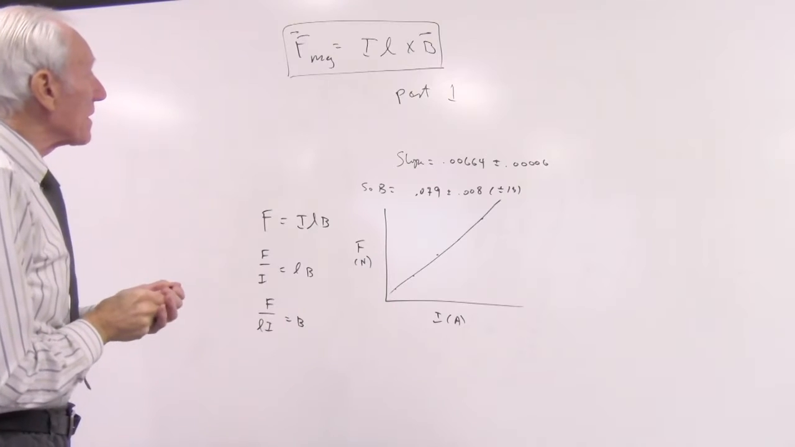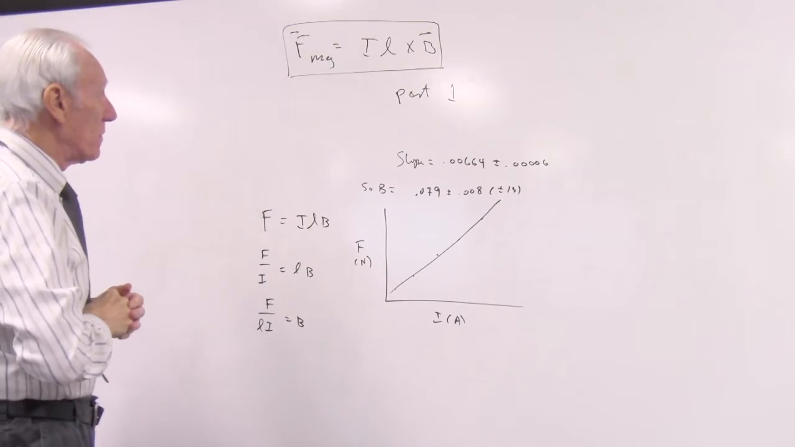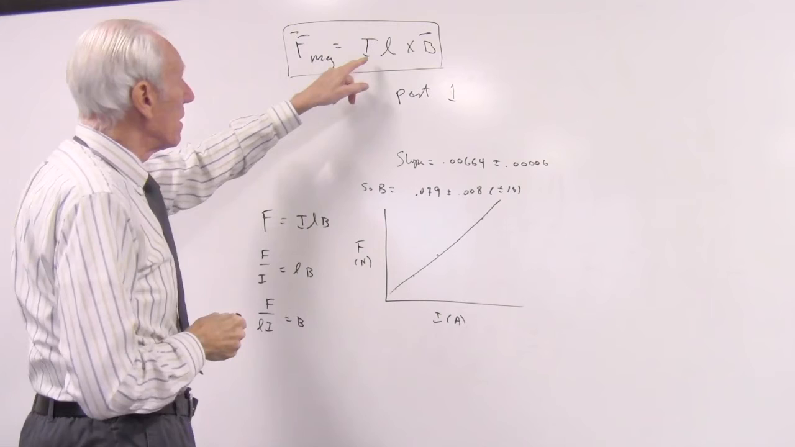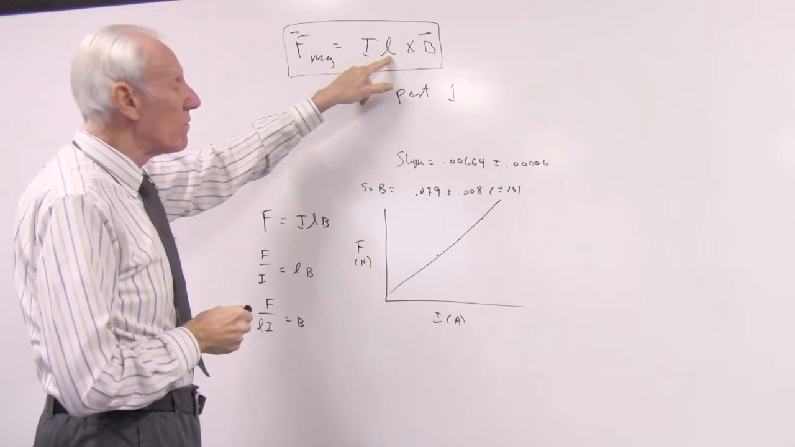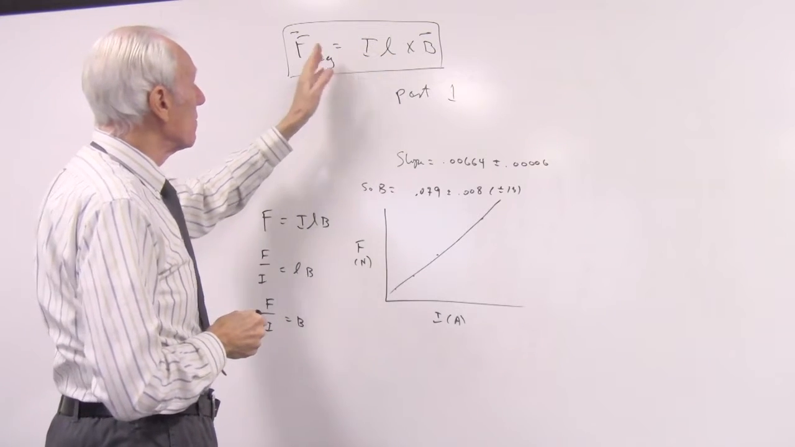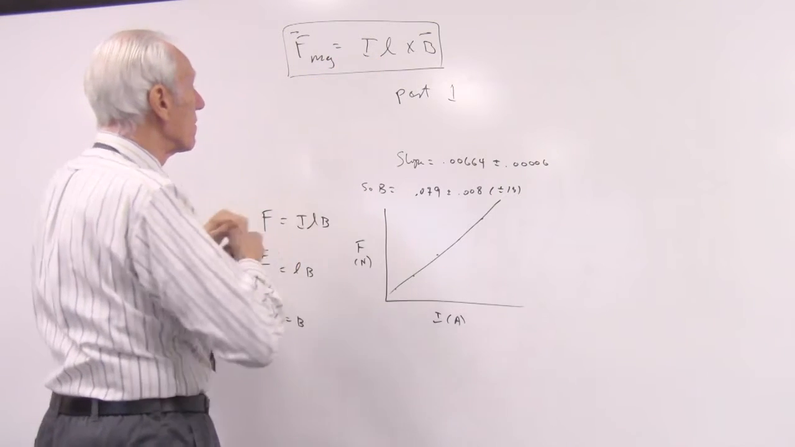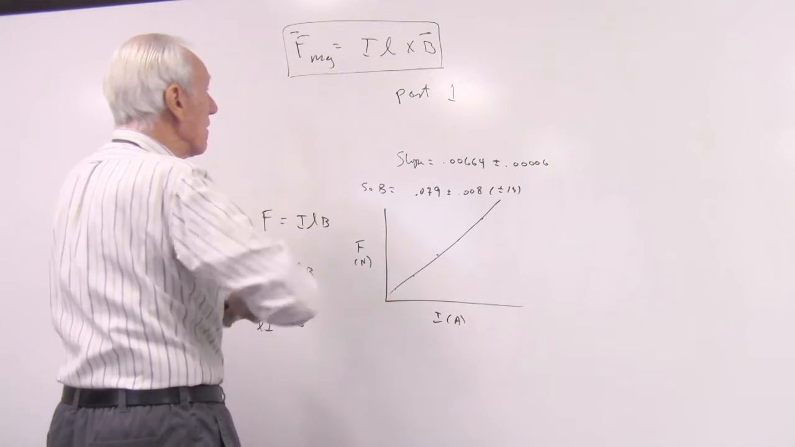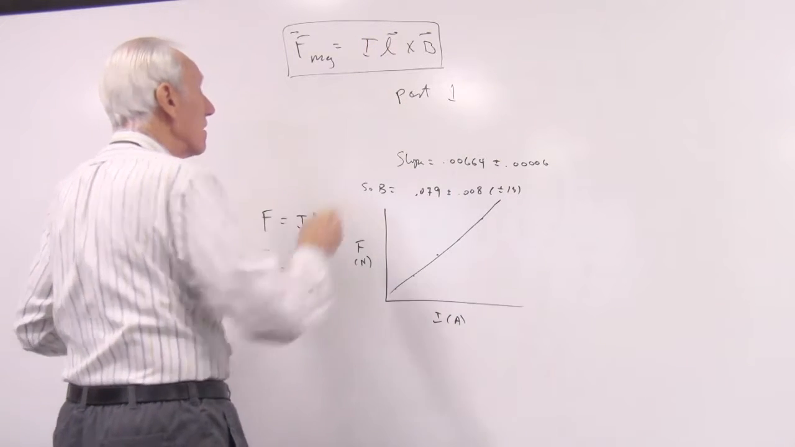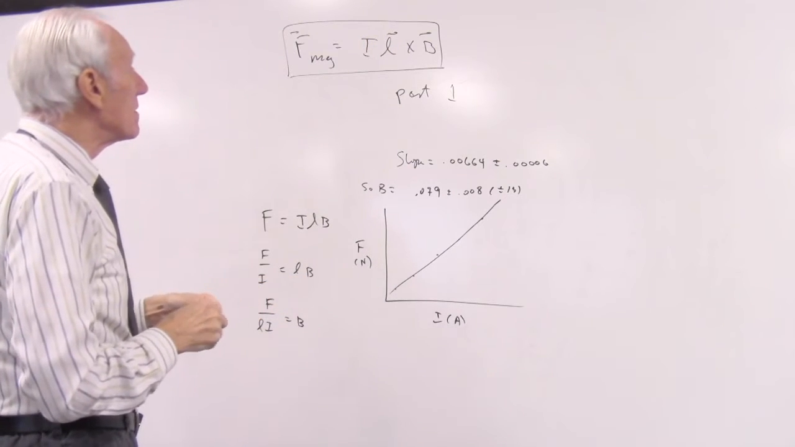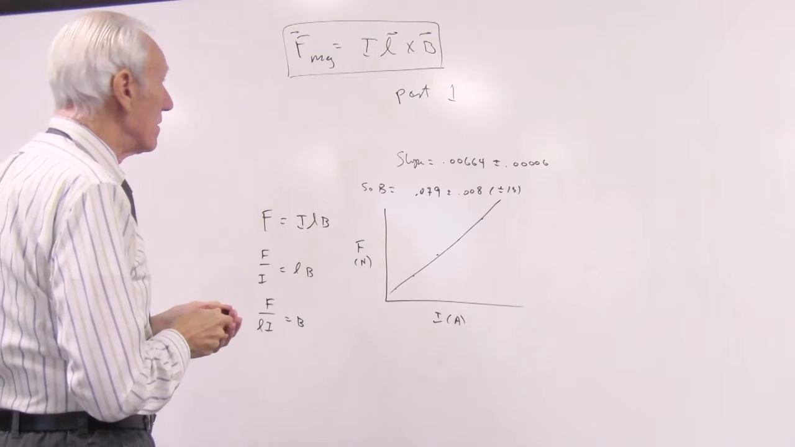This is what we're studying with this experiment. The magnetic force on a current carrying segment of wire with length L is given by this formula here, which is current times the cross product of the length of the wire segment and the magnetic field direction.